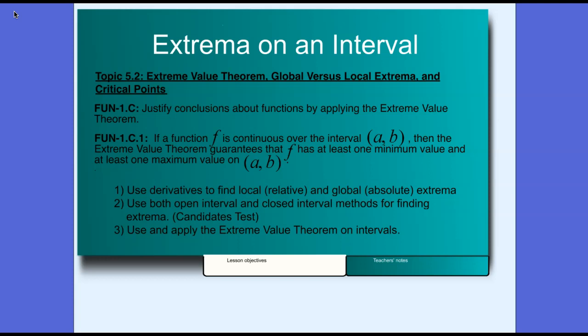In this lesson, we will use derivatives to find local or relative and global or absolute extrema. We will use both open interval and closed interval methods for finding extrema, i.e. the candidates test. Finally, we will use and apply the extreme value theorem on intervals.